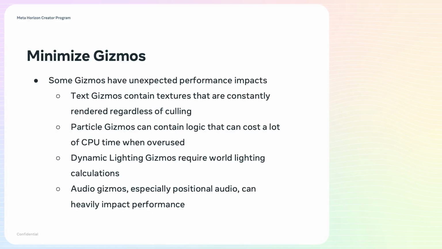All right, and then finally, we have minimize gizmos. Here I note that some gizmos have unexpected performance impacts. I've listed a few. Text gizmos contain textures that are constantly rendered regardless of culling. Particle gizmos can contain logic that can cost a lot of CPU time when overused. Dynamic lighting gizmos require world lighting calculations, and audio gizmos, especially positional audio, can heavily impact performance. So those are just things to kind of scare you away from gizmos a little bit.